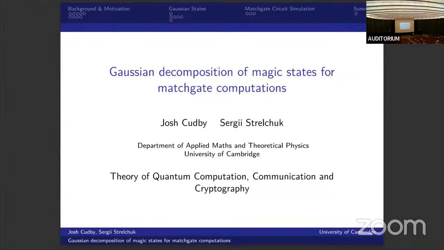Okay, so next speaker is Josh Cudby from Cambridge, and he's going to tell us about Gaussian decomposition of magic states for matchgate computation. Okay, hi everyone. First of all, thank you to the conference organizers for putting on such a great conference. Today I'm going to be talking about Gaussian decomposition of magic states for matchgate computations. This was joint work with my supervisor, Sergii Strelchuk.